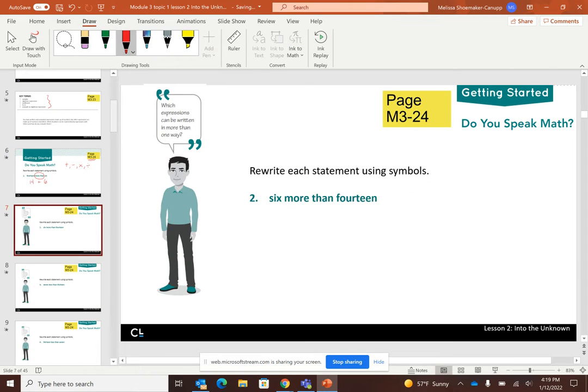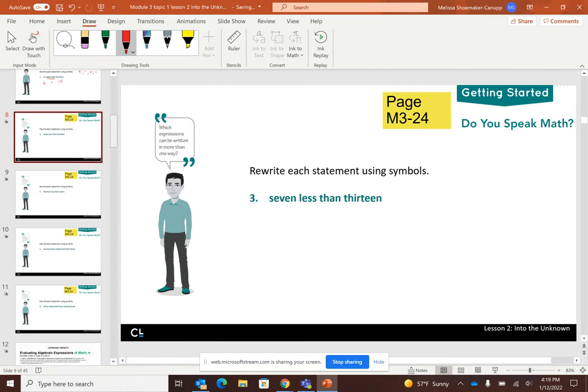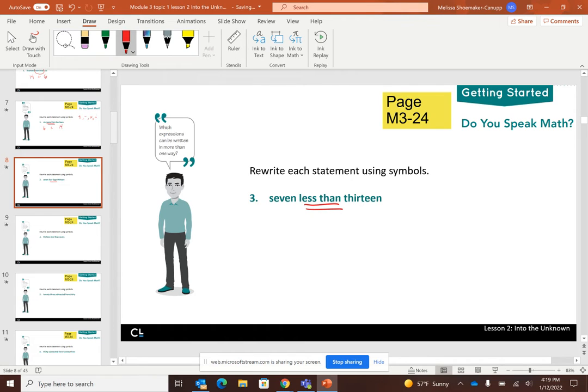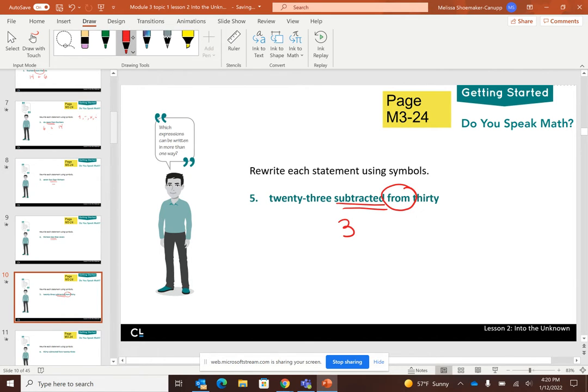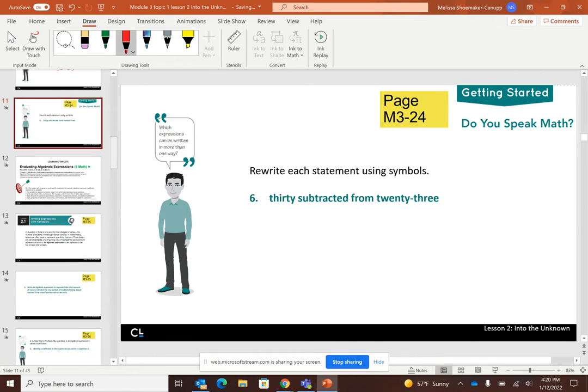Let's move on to number 2. Same thing. Addition, subtraction, multiplication, and division. 6 more than 14. Same thing. We're going to add. Okay, go ahead and take a look at the rest of them on this page and see what you can do. Less than. Do we understand that that's subtraction? Think about those words. 13 less. Subtracted from. That means the 30 is going to come first and the 23 will be second because 23 is subtracted from. Okay. Try this one on your own. Raise your hand when you want me to come by and check.